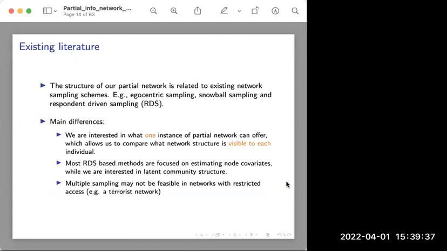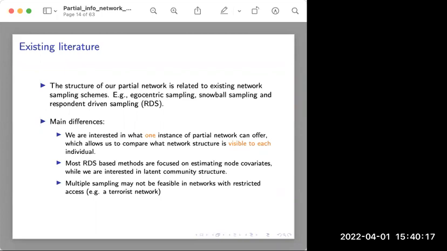Now, the structure of our partial network is related to some of the very popular sampling schemes in the network literature, also in the quantitative social science literature. This includes egocentric sampling, snowball sampling, and respondent-driven sampling. All of these sampling schemes work by first selecting some individuals as the seeds, and then asking them to recruit their neighbors in some way. In egocentric sampling, you're just looking at the ego network, which means you only look at the node plus their neighbors and the connections between their neighbors.